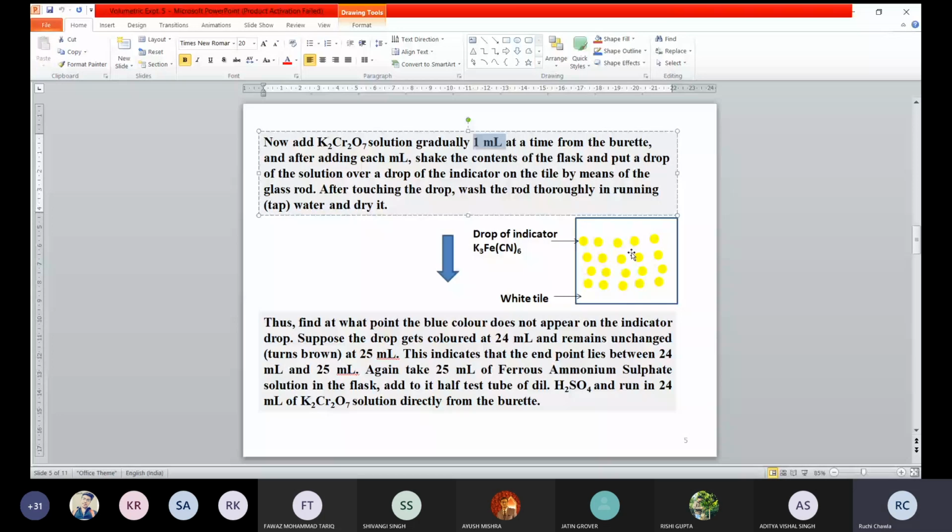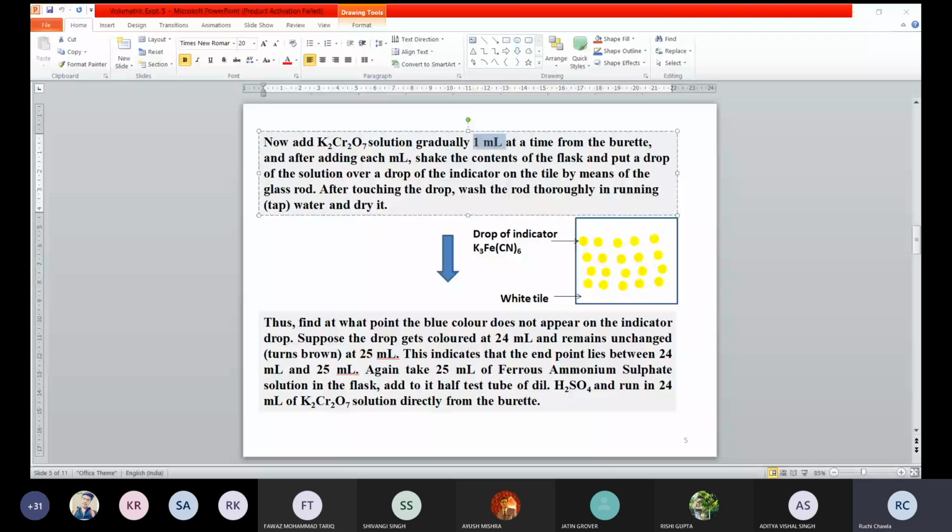So what is this telling you? If at 24 ml you get brown and at 23 it was blue, what is it telling you? Endpoint is 23 to 24. Endpoint is lying between 23 and 24. Yes. So this was the second experimental trial that you did. Now you need to repeat it again for the third time.